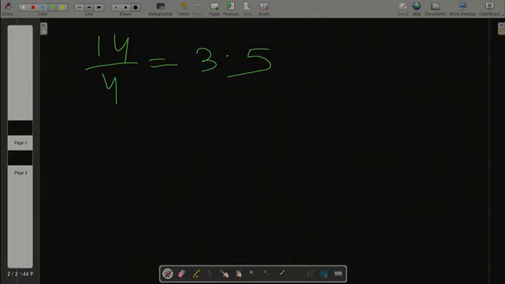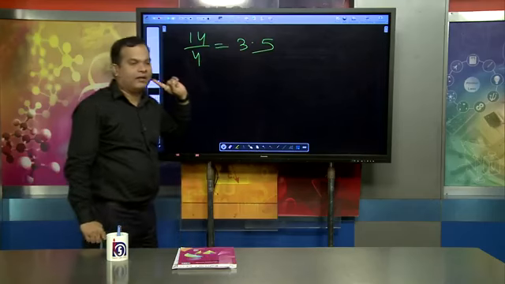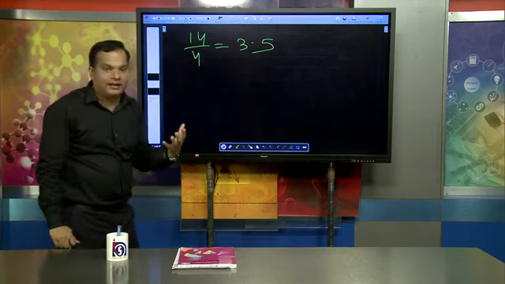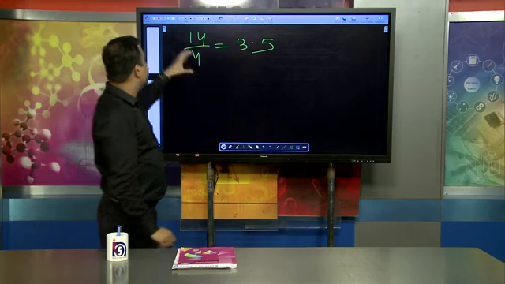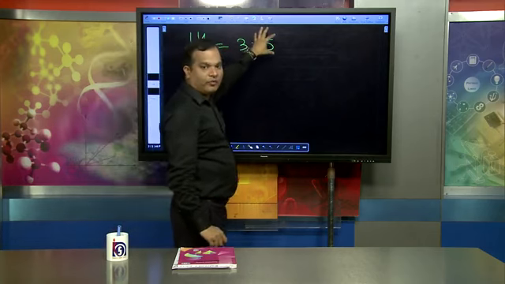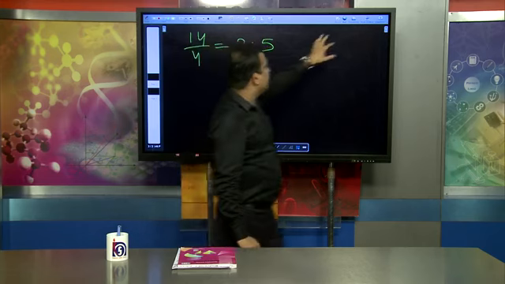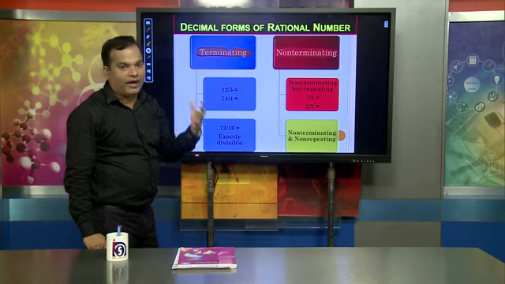3.5. That means we have got the exact value after the decimal point. Sometimes you will not get it, and that is known as non-terminating. Terminating means, very simply, after the decimal point, you will find the exact value. But in non-terminating cases, you will not find it.